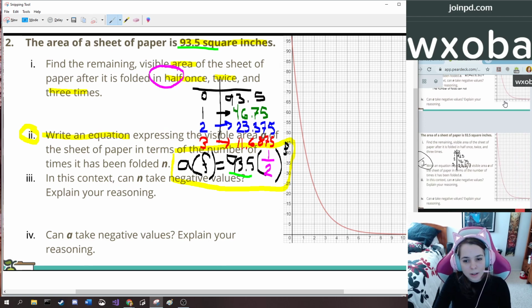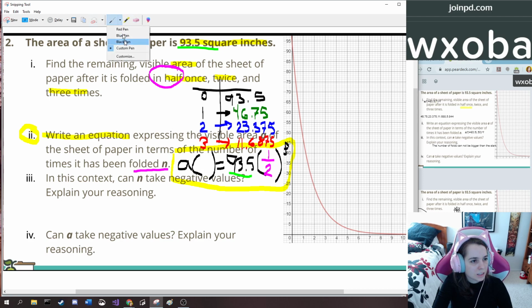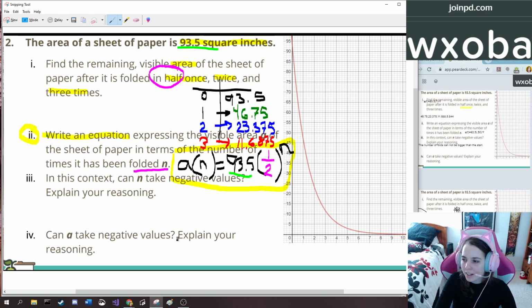So now, taking a look at our next question in this context: can n take negative values? What is n? N represents the number of times it's been folded. So they wanted us to use n for our equation. Sure thing, the variable doesn't matter. I'll change that for my problem so it makes it feel better.